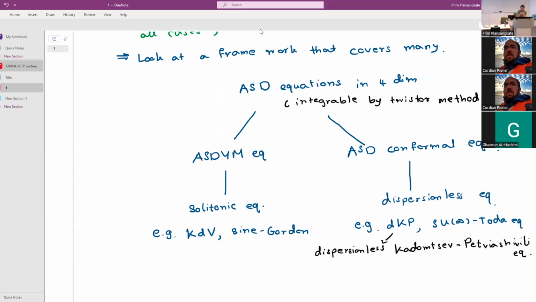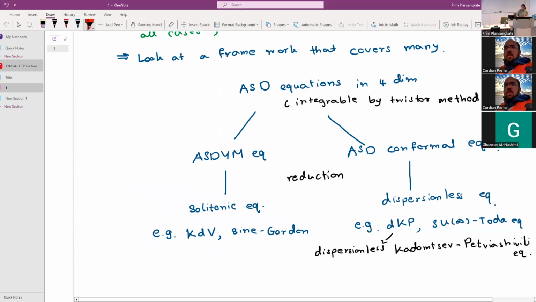So to summarize, anti-self dual equations provide a framework that covers many known integrable systems that can be realized as reductions of these two equations. So by reduction, you have the lower dimensional integrable systems, and it turns out that the twistor method, which can be used to generate solutions of anti-self dual equations, is also inherited by the equations downstairs. So it serves as an umbrella that covers many integrable systems.